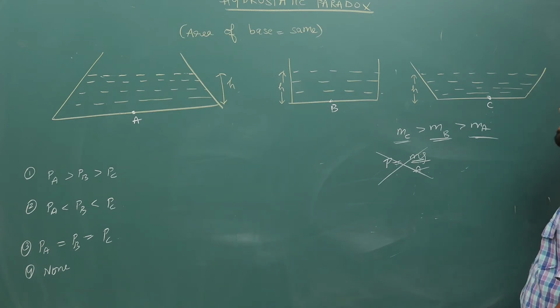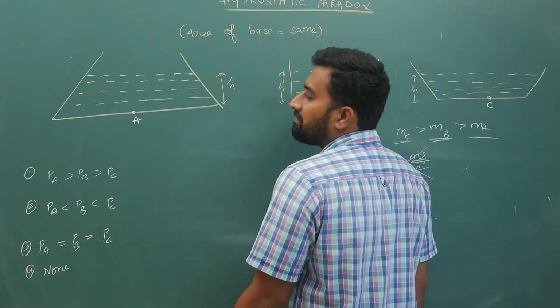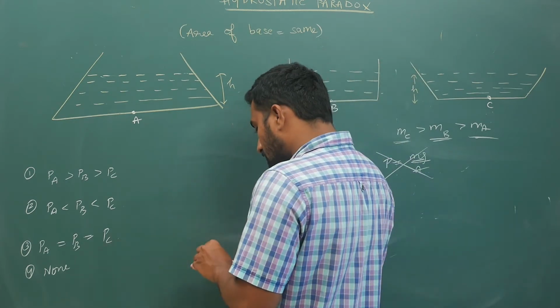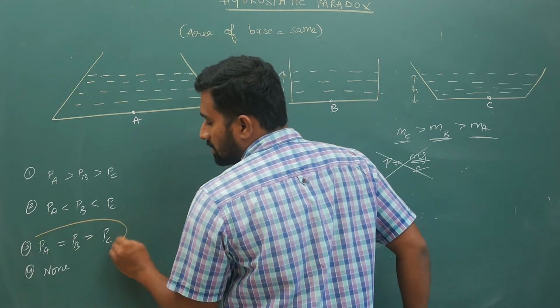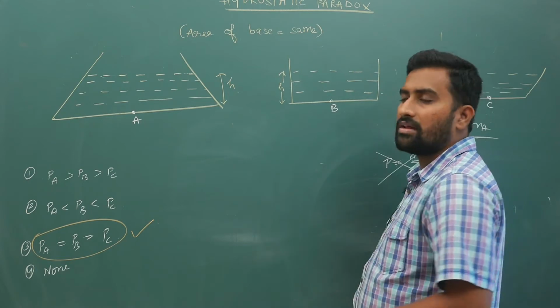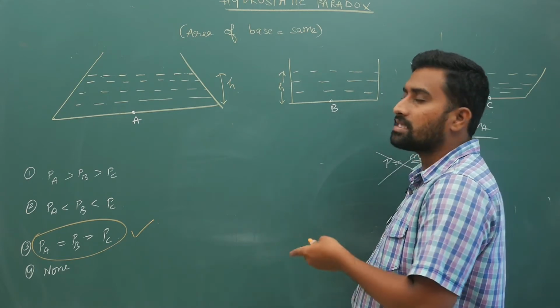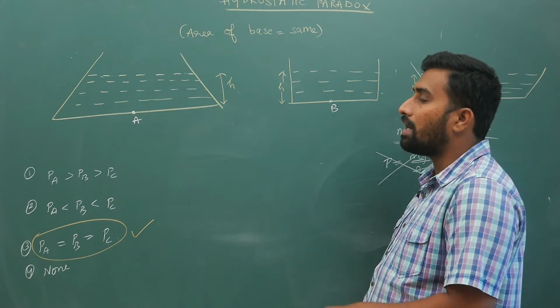Now I will tell you what is exactly happening here. If you take this liquid surface, this is your answer. It will be the same in all three. Masses are different, density is the same, but when the area of the base is the same, you have the same pressure.